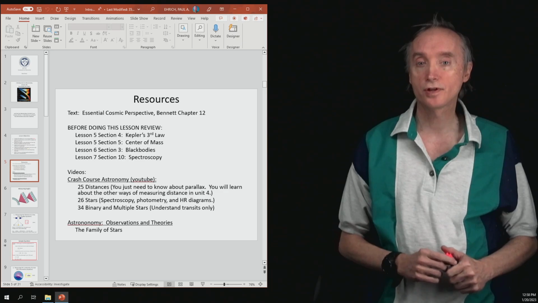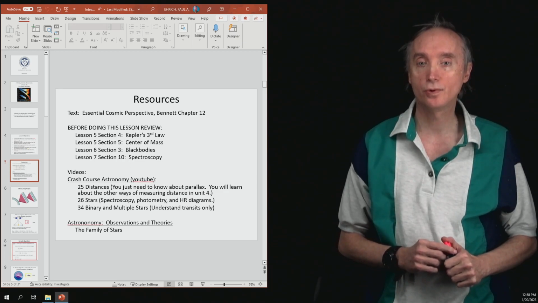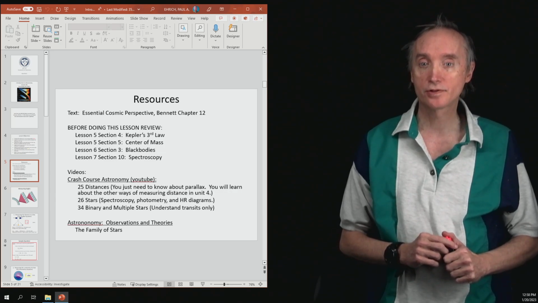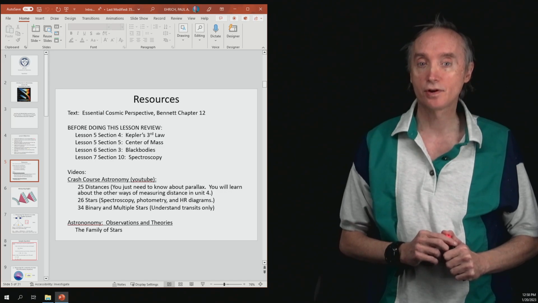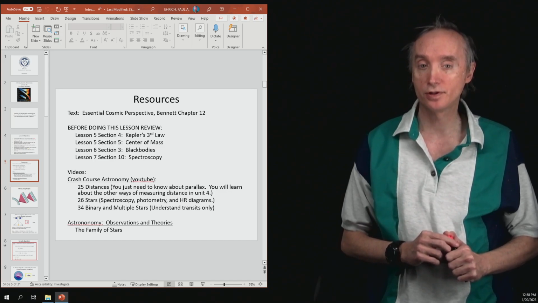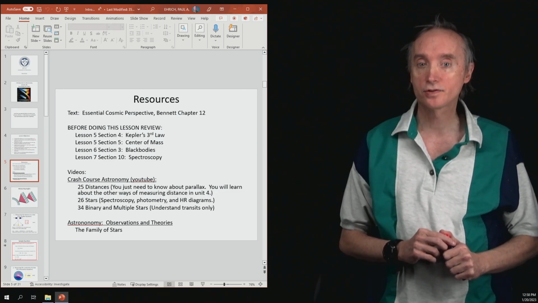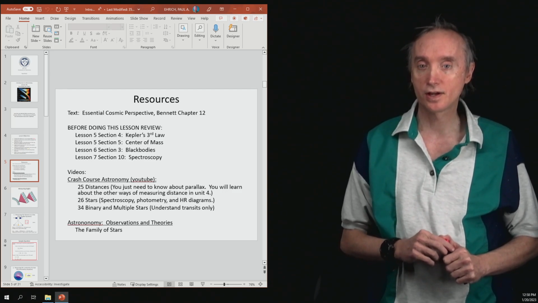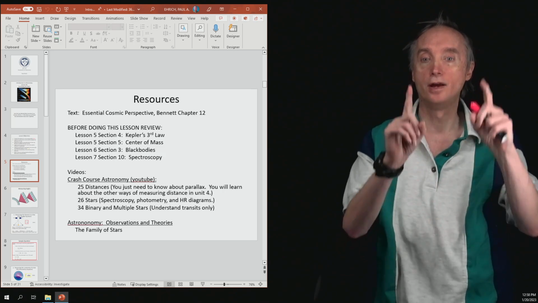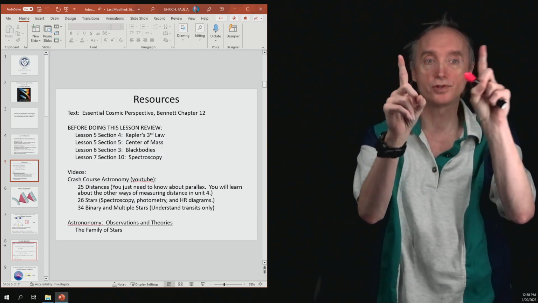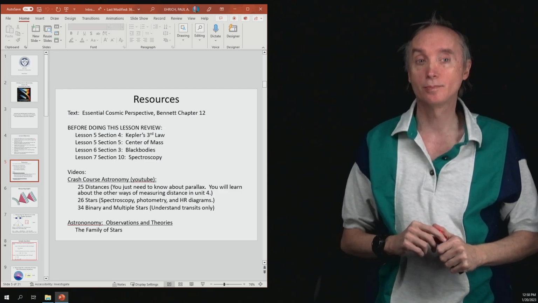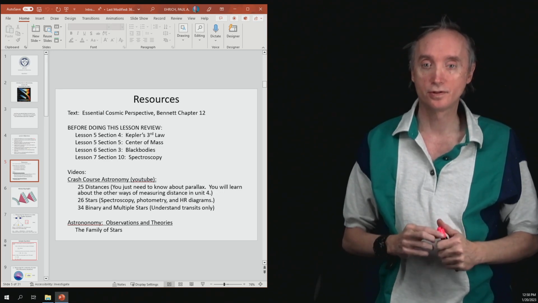There are some Crash Course episodes. Episode number 25 talks about distances and how to measure them. Episode 26 talks about stars and some of the properties that can be measured of them. And episode 34 talks about binary and multiple stars, but the only thing I want you to understand is how you can figure out how fast the two stars are going around each other, and you can do that by using the concept of a transit. So if you want to look at that.